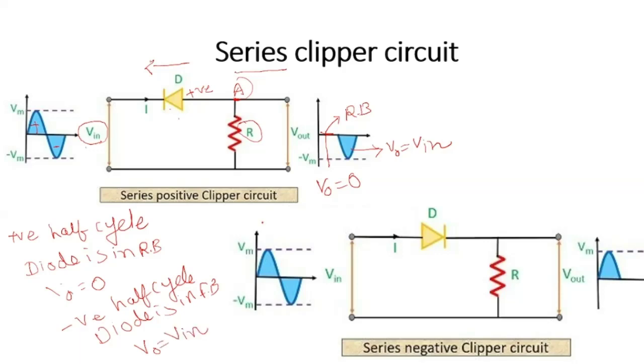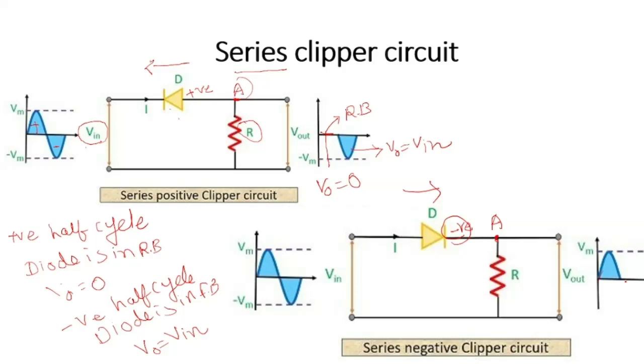Okay. Now for this circuit, the arrow of the diode is going to the right hand side, and for this reference point, the diode negative part will become first. So we can say that the negative part will be clipped. So here the output voltage is like this.